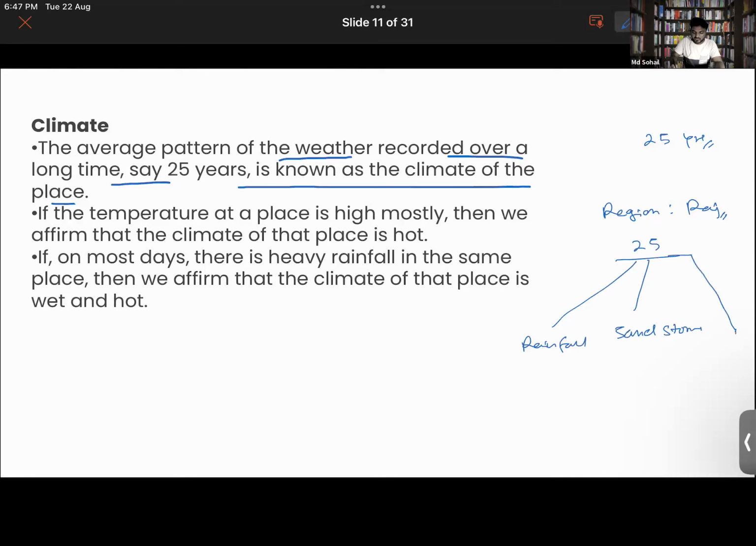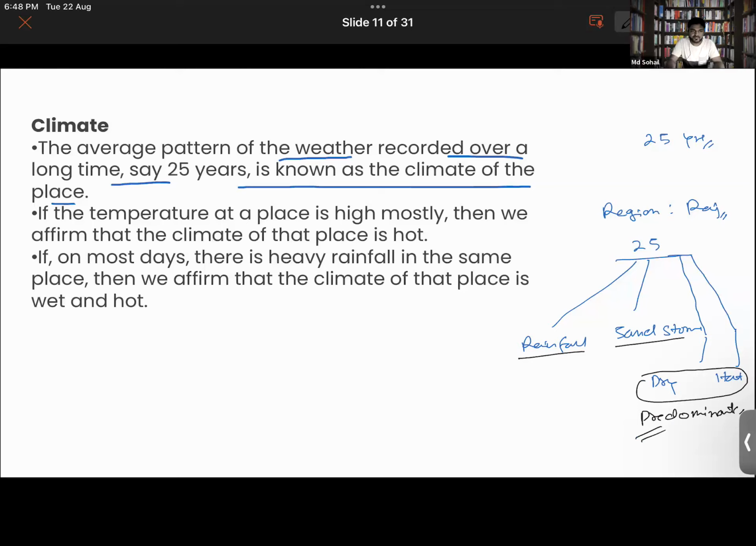Predominantly the weather conditions would have been dry and hot. These conditions were predominant in the region for the 25 years, while there was a slight amount of rainfall and sandstorms also. So here you will conclude that the overall pattern is studied, and in the study it was found that the predominant character of that region was hot and dry. So hence the climate was dry and hot here.